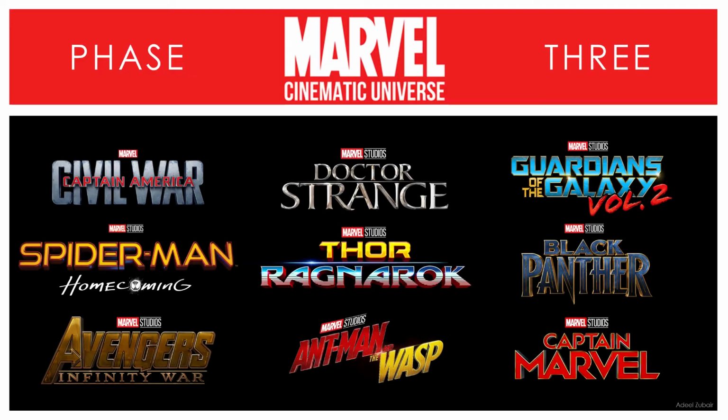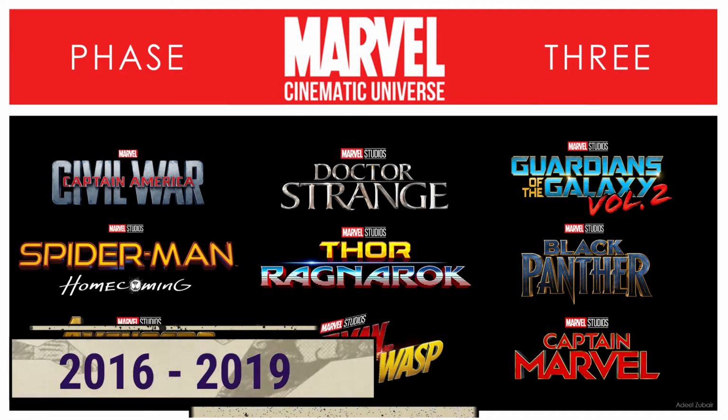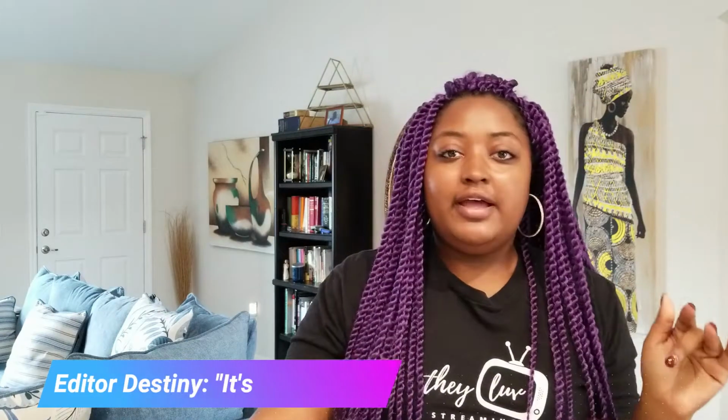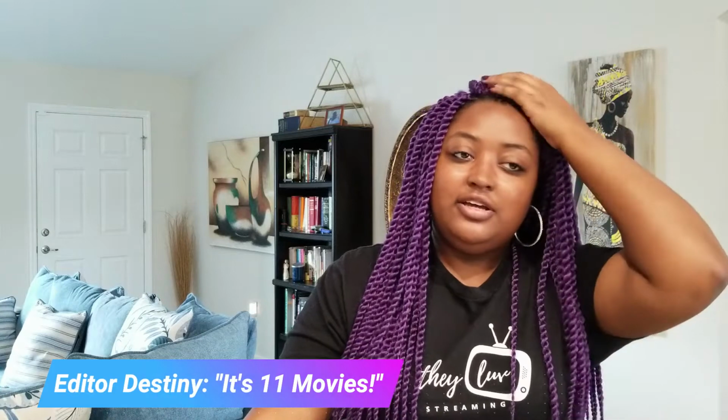And then Phase 3 is Captain America: Civil War, Doctor Strange, Guardians of the Galaxy Volume 2, Spider-Man: Homecoming, Thor: Ragnarok, Black Panther, Avengers: Infinity War, Ant-Man and the Wasp, Captain Marvel, Avengers: Endgame, and then Spider-Man: Far From Home. Before Phase 4, Phase 3 had the most movies. I did not count, but it had the most movies out of each phase. So Phase 1, Phase 2, and Phase 3, like I said, are known as the Infinity Saga.